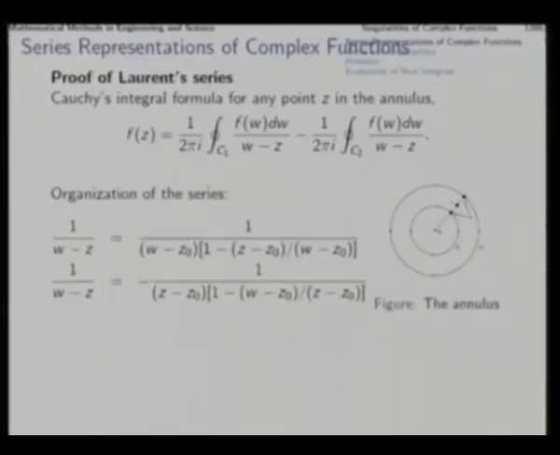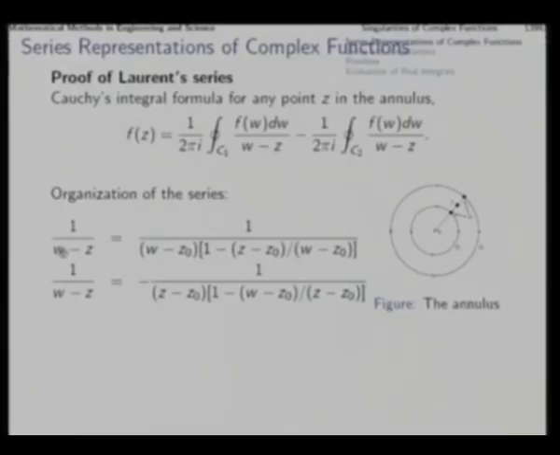Now, in order to handle this w minus z term in the denominator, we observe that it can be written in this manner. See here, this point in the annulus is z, that is any point where we are taking the function, and this point on the outer circle C1 and this point on the inner circle C2 will serve as w in this integral and in this integral respectively. So, w is one of the boundary points, either the outer one or the inner one, outer here, inner here, and z0 is this point.